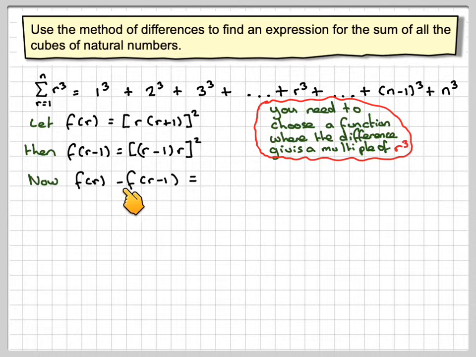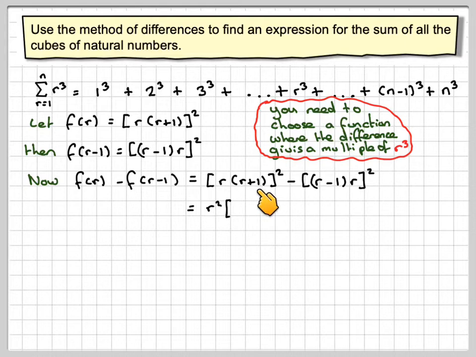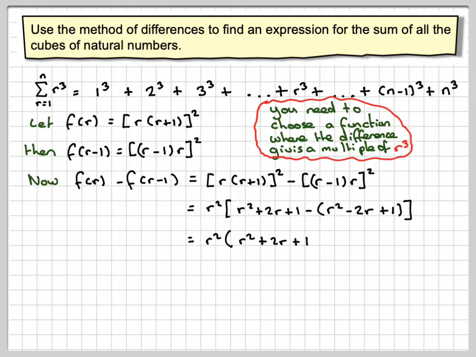So now f of r minus f of r minus 1 is equal to r plus 1 all squared minus r minus 1 times r all squared. Now there's a common factor here of r squared, so we'll take that out. Expanding r plus 1 all squared, we get r squared plus 2r plus 1, and then subtraction of r minus 1 all squared, which is r squared minus 2r plus 1. Put in the extra brackets there, and get r squared plus 2r plus 1. Taking the minus sign in, we get minus r squared plus 2r minus 1.